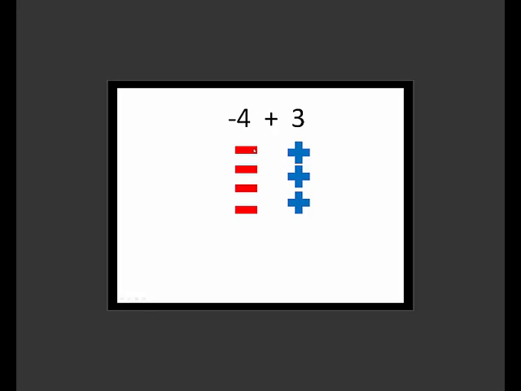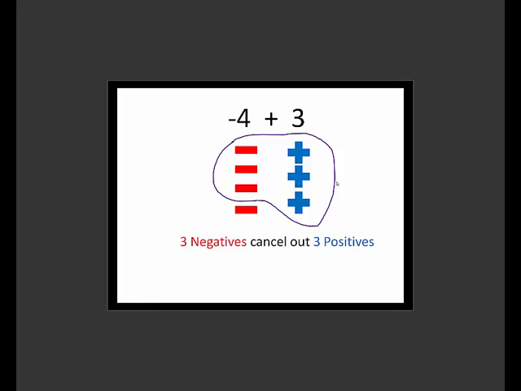Now, these 3 negatives and these 3 positives, they will cancel each other out. As you know, 3 negatives cancels out 3 positives. This is called a zero pair. However, if we're looking at this tug-of-war game, it looks like the negatives are going to win because they brought 1 extra negative to the match.